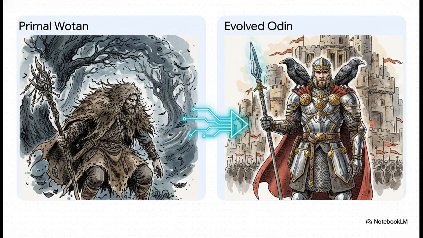Well, the AI analysis revealed this really clear evolution. The primal Wotan, he wasn't a king or a general at all. He was a restless, wandering shaman, a figure of magic, of ecstasy, of raw, untamed nature. It was only later, as the tribes themselves began to change, that the shamanic figure evolved into Odin, the powerful god of war and wisdom that we all recognize today.